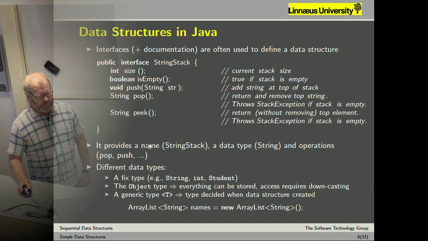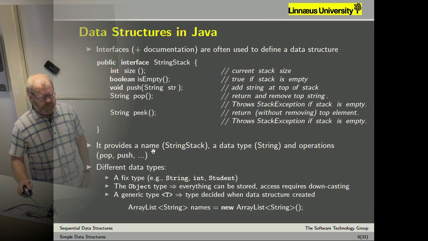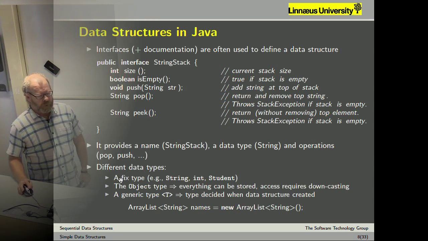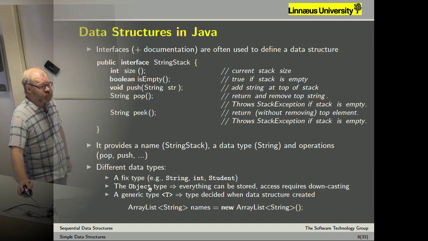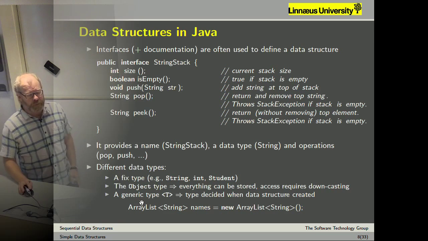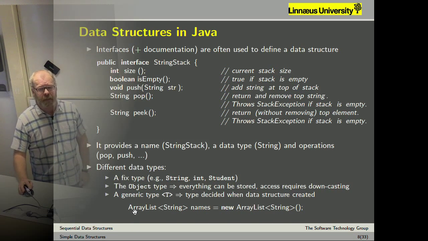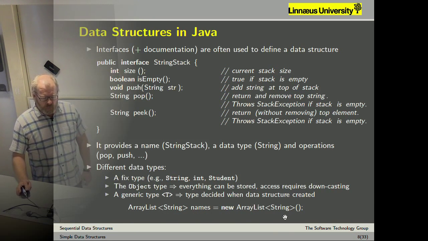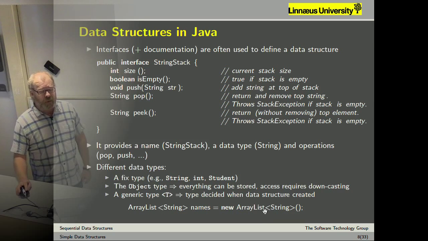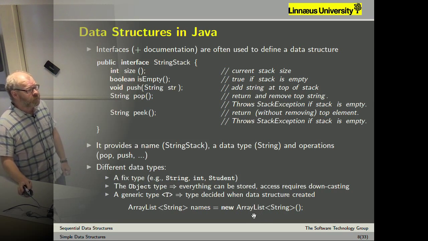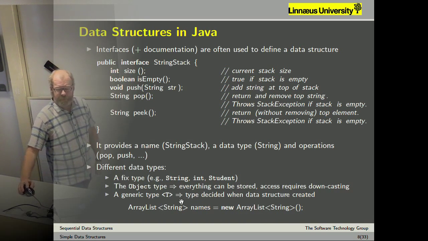Different data types. We have basically three different options. We could have a fixed type, for example, string, integer, student. We can have the object type, that means everything can be added to it. And we can also use the generic type, which we have used for the array list, where when we are creating a new instance of it, we are specifying that this particular array list can only contain strings. Which one is the best?